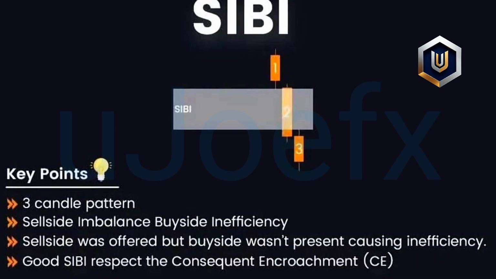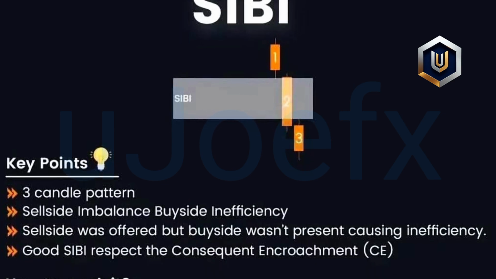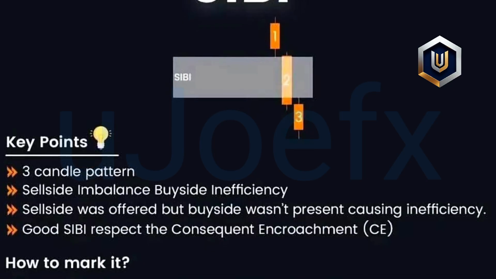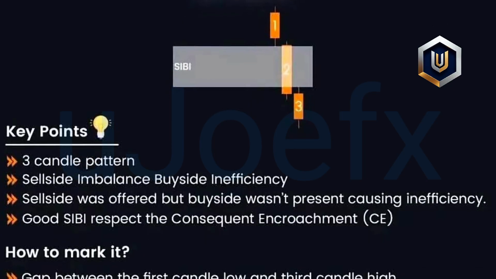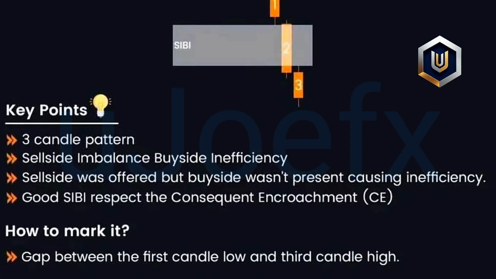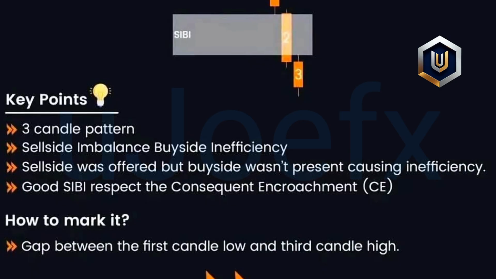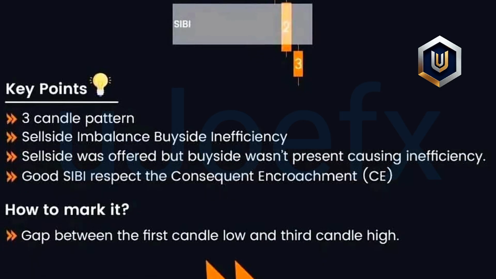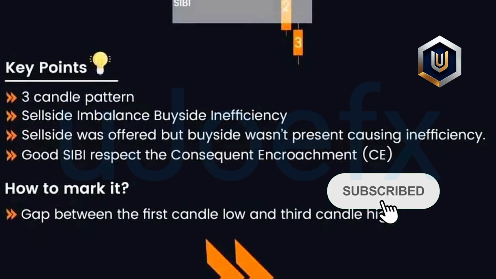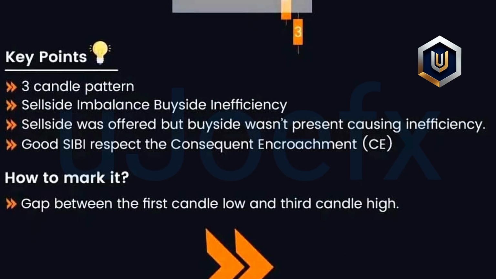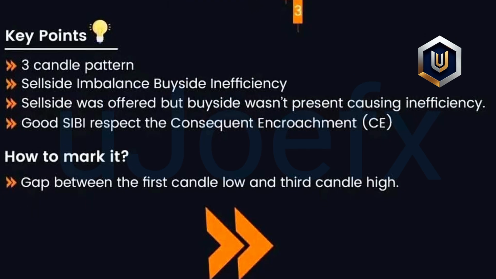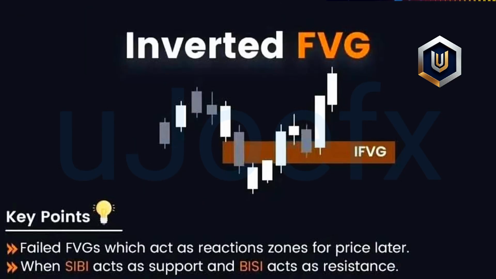Now you have the sell side fair value gap, which is the CB. It also involves a three candle pattern, sell side imbalance, buy side inefficiency. This is probably what it looks like, as you can see, the gap between the first candle low and the third candle high. So it is very important for us to understand that the reversal becomes the case for a bearish fair value gap. That is what it means: the BC is buy side, and this is the sell side, which is the CB, as you can see.